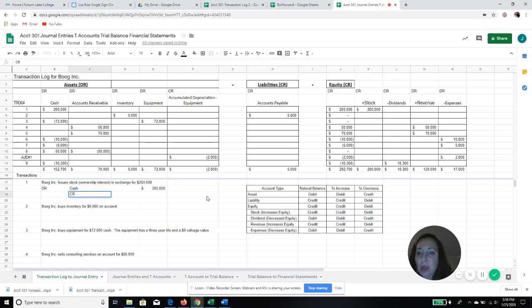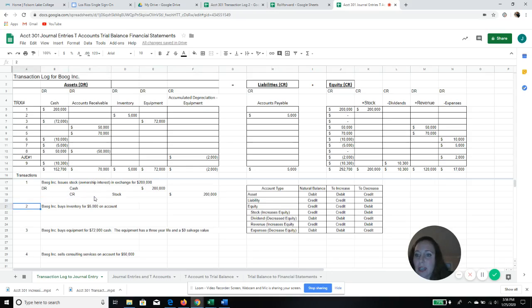Then we're going to credit. I want to record the increase to stock. We increase stock, which has a natural credit balance. It's an equity account. And so to increase stock, we credit it. So stock, 200,000.